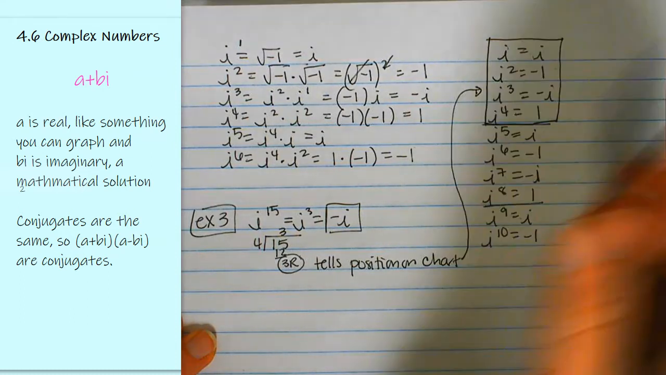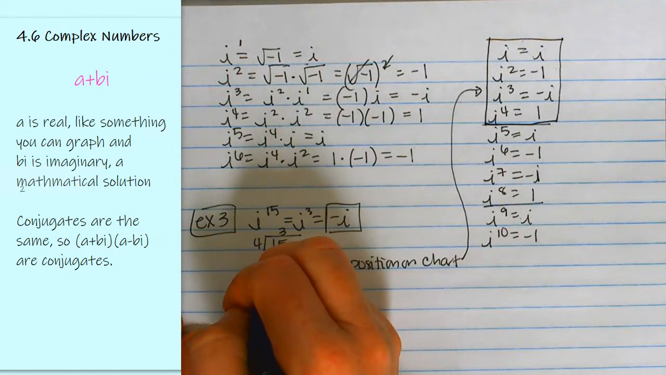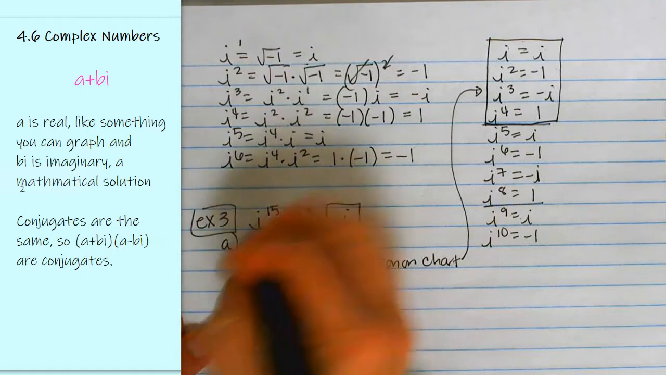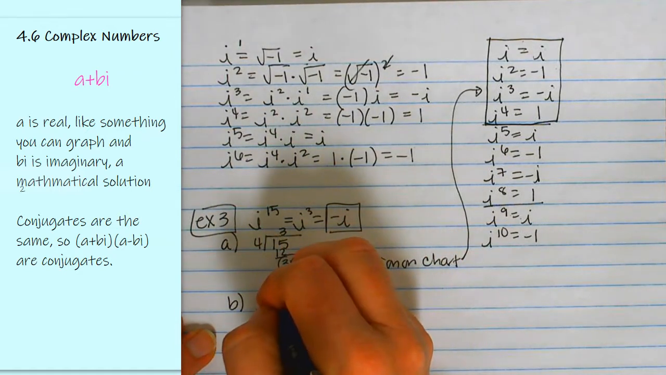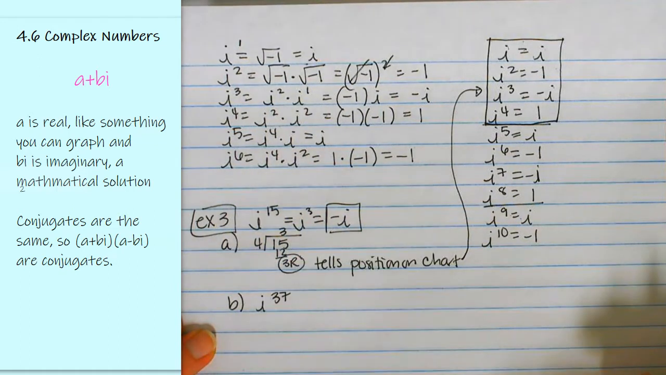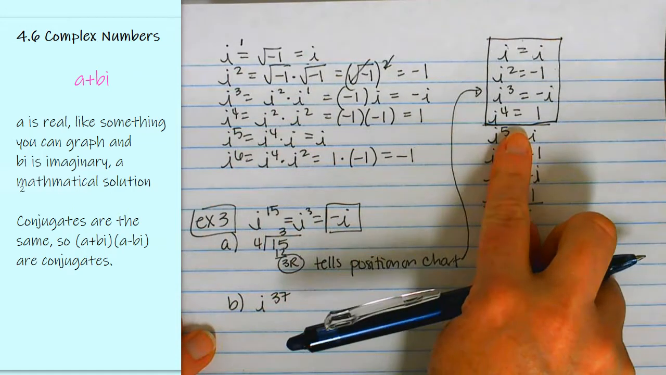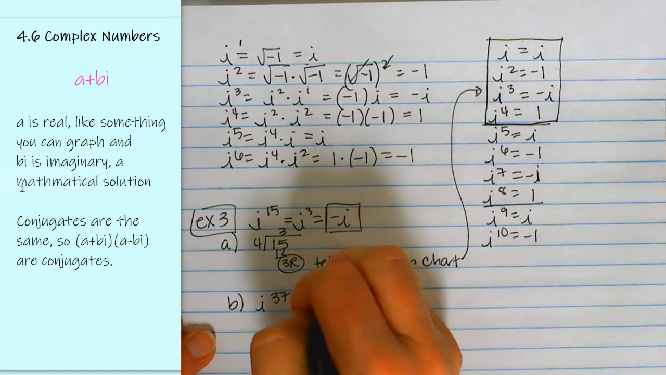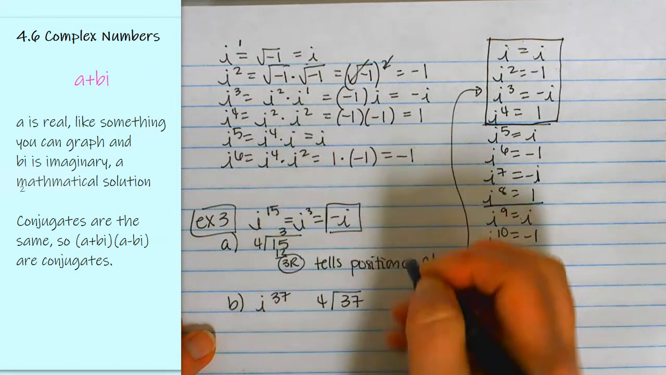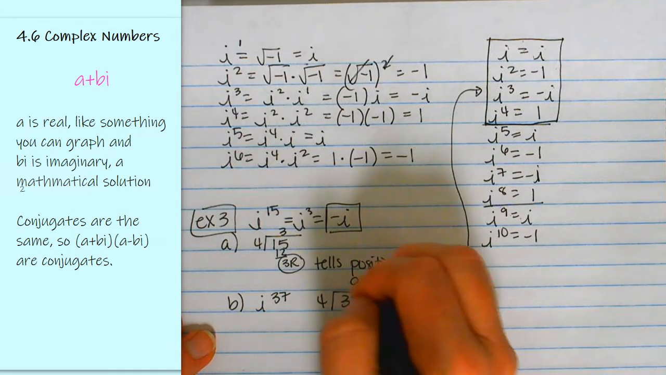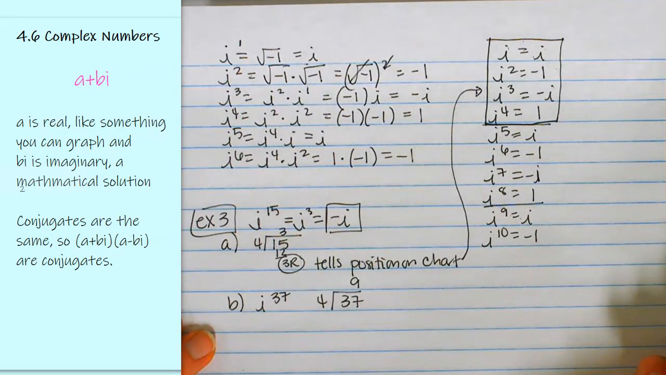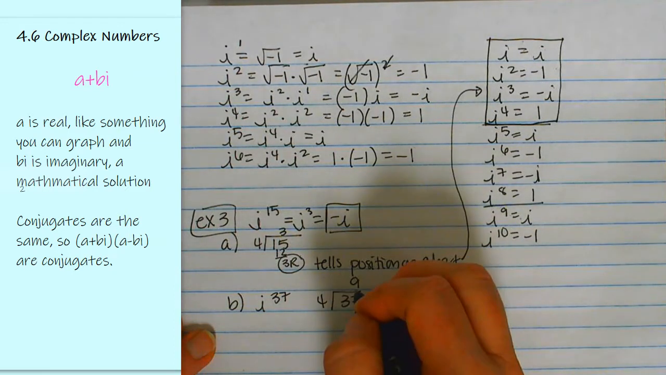Let's do a bigger number. Let's say we have i to the 37th power. Well, we don't really want to count around the circle 37 times, but we know there are 4 variations here. So if we divide 37 by 4, 4 goes into that 9 times evenly. That's the amount of times it goes around the circle completely. And then where does it land after that?